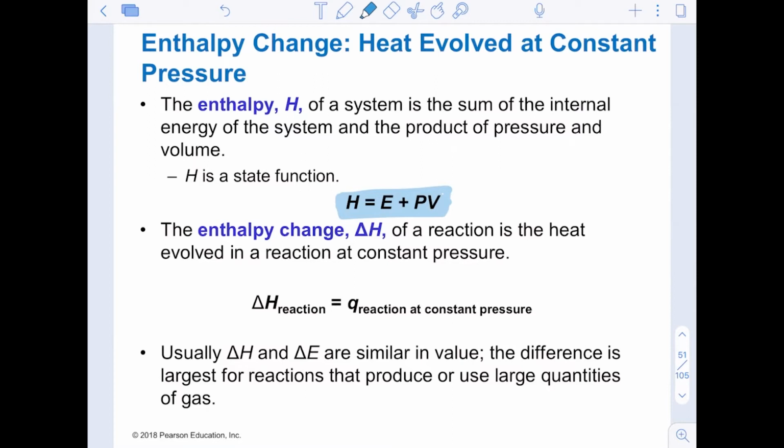Enthalpy change, delta H of a reaction, is going to be directly proportional to the heat evolved in the reaction at constant pressure. So again, just like delta E was equal to Q for our constant volume calculation, constant volume was a little easier because work was zero, because there was no change in volume because we were in a bomb calorimeter. Now we aren't in a bomb calorimeter. We're able to see some pressure volume work, but we're gonna just ignore it because it's super hard to calculate it for liquids. So delta H and delta E are usually similar in value. The only time they are different is if we have gases produced in the reaction.